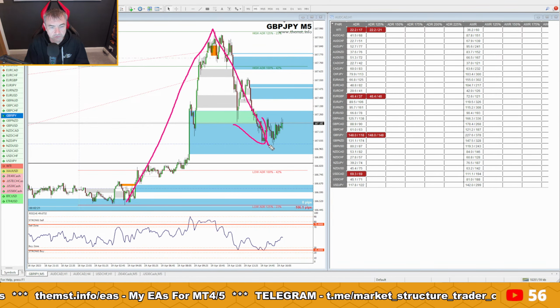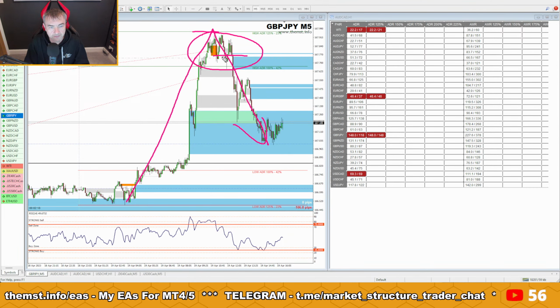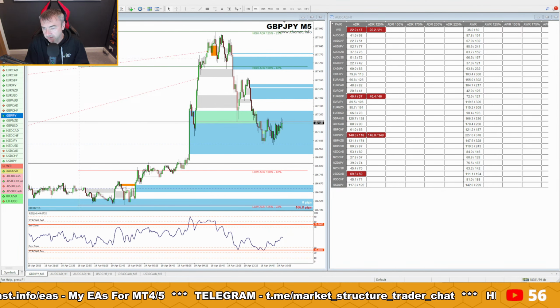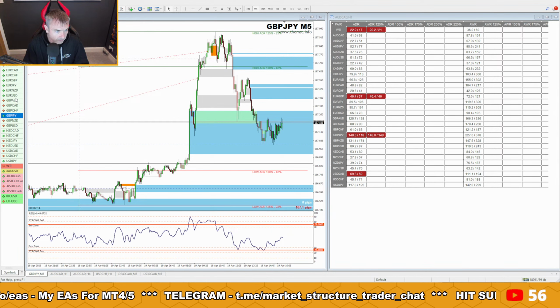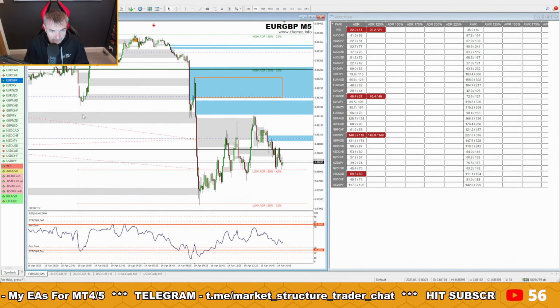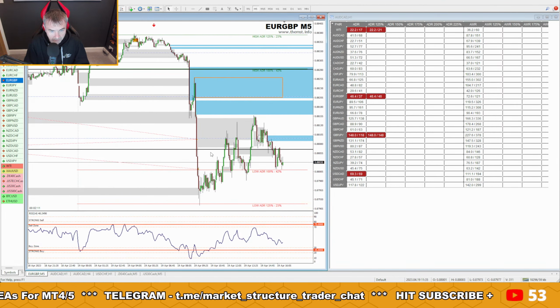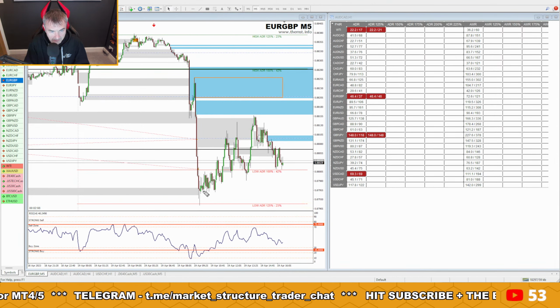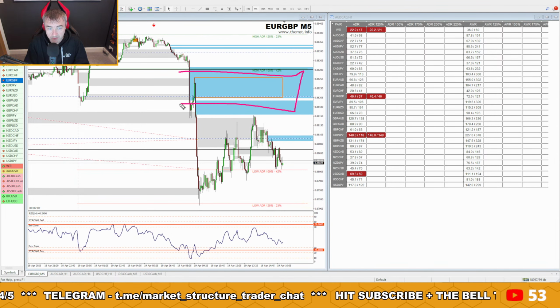Already out of this one if you're short. Most people, if they got in short on this on ADR, are probably already out of that. That's done and dusted. And the euro pound. So there was your ADR 125. Haven't got a reversal alert on this yet.